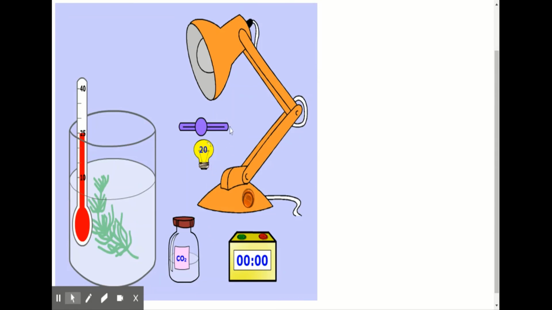Remember to only change the light intensity because that is the variable that we're measuring this time. We must control the temperature and the carbon dioxide concentration. And by controlling, we mean keep them the same. Don't change them. And eventually, you'll change to 30, then to 40, and eventually to 50, where when you change that to 50, you'll see that the bubbles are being produced really quickly. And again, time a minute and count the number of bubbles.